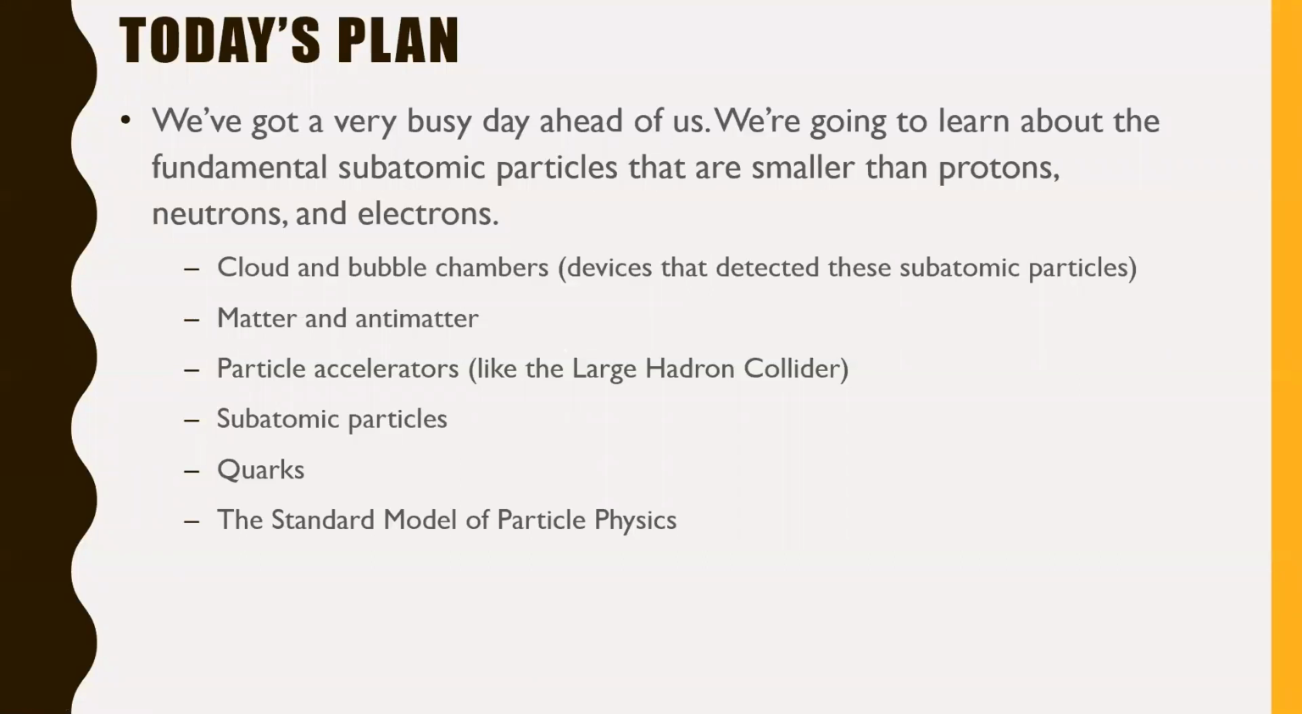So in order, we're going to first start talking about something called cloud and bubble chambers, which are devices that detected these subatomic particles. Then we have to have a little discussion on matter and antimatter. Then we'll talk about particle accelerators like the Large Hadron Collider. You may have heard of that before. Then we'll talk about those subatomic particles. We'll talk about something called quarks. And then we'll finish off with something called the standard model of particle physics.